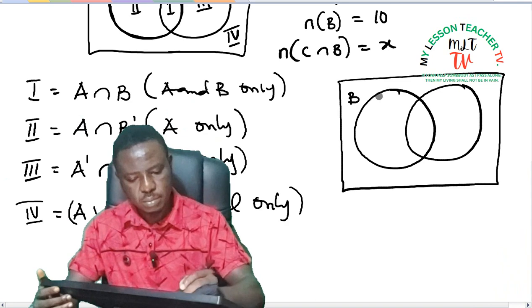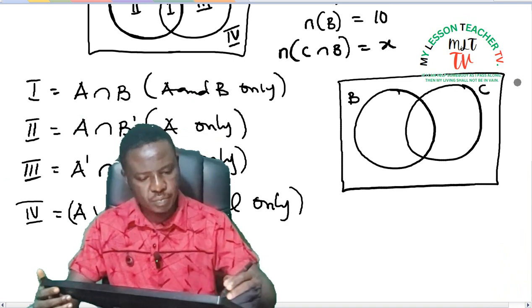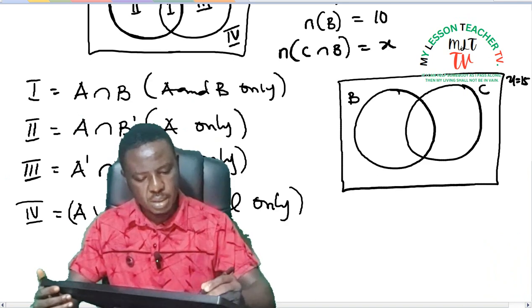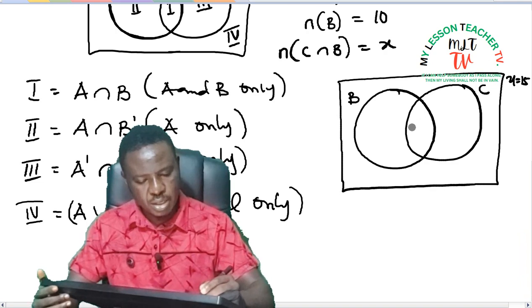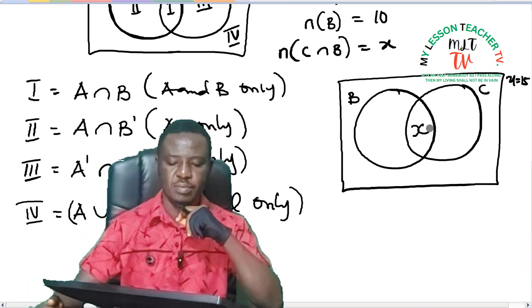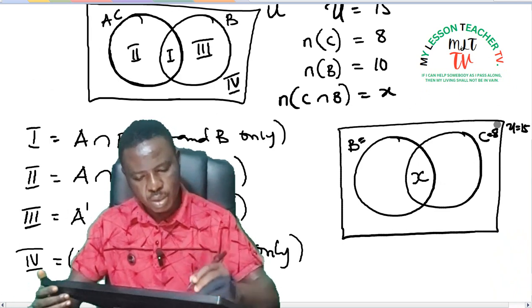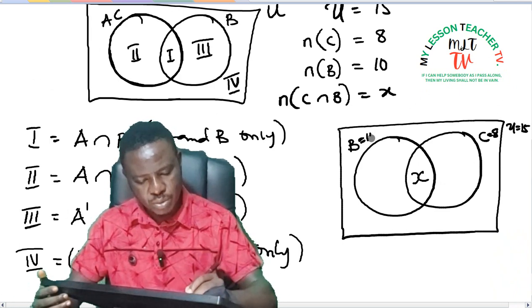This is beer and this is cigarette. The universal set is said to be 15. Let those that drank beer and smoked cigarettes be X. Those that smoked cigarettes are said to be 8. Those that drank beer are said to be 10.